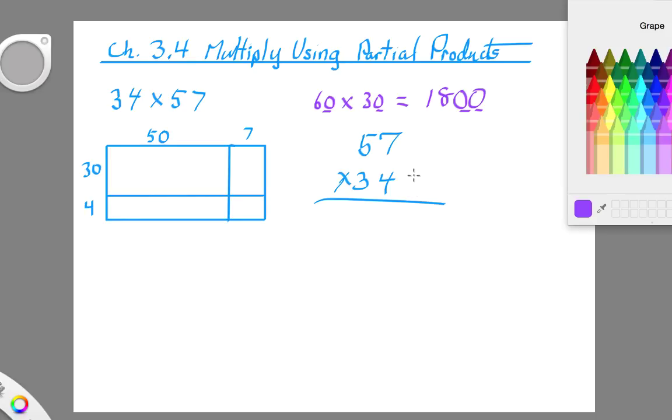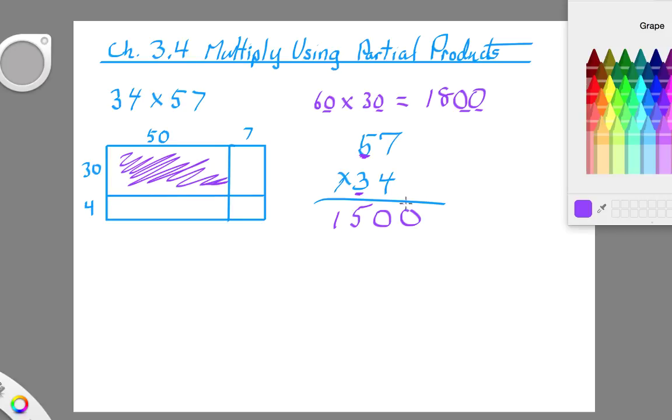Okay, so it says to shade the model, and you can do that. We're gonna just do this 50 times 30 first. 50 times 30 in purple, and we'll shade this. That's this part. This is the largest part. 5 times 3 is 15, plus our 2 zeros, so it's 1,500.